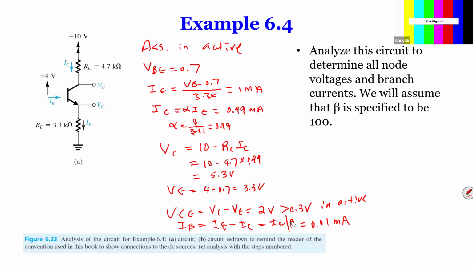No, this is in active mode, so VCE is 2 volts. If it is in saturation, you will have VCE of 0.2 volts. In active mode, it is anything more than 0.3. 0.3 is the edge of saturation. Yeah, we don't want to be on the edge.